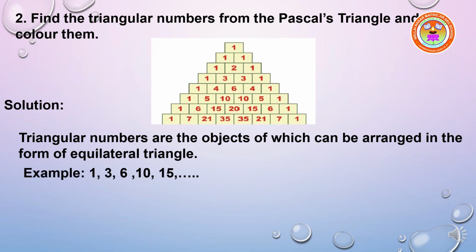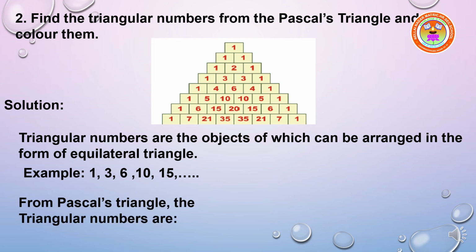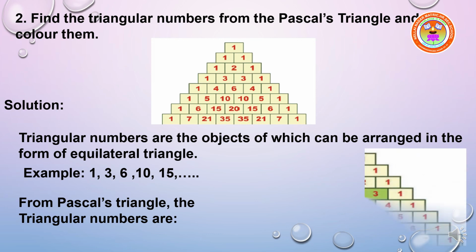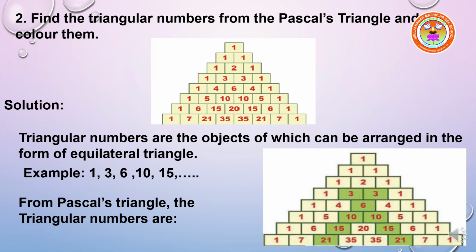Example 1, 3, 6, 10, 15. So these numbers can be arranged in the form of an equilateral triangle. From Pascal's triangle, the triangular numbers are 3, 3, 6, 10, 10, 15, 15, 21, 21. So we have colored the triangular numbers.